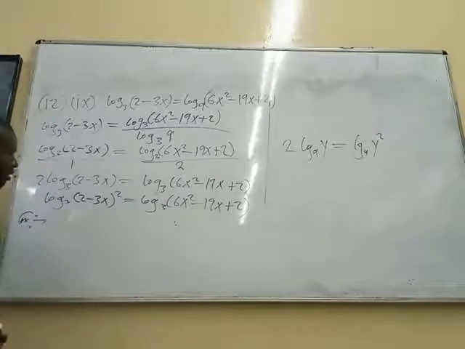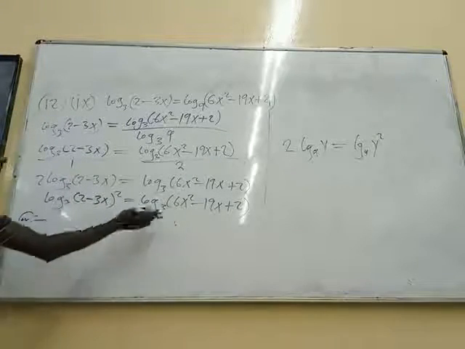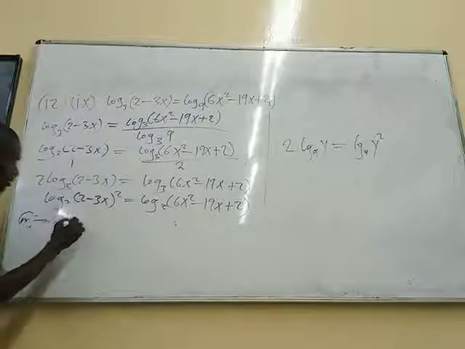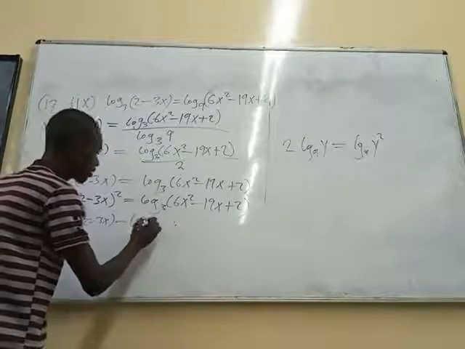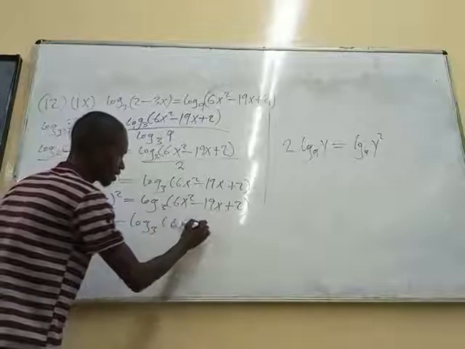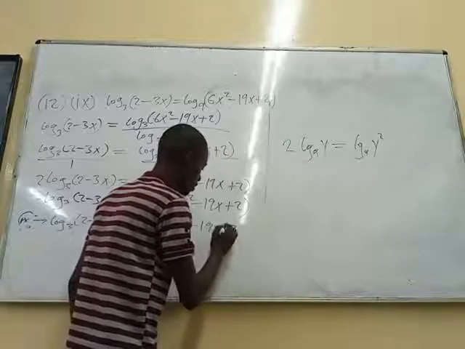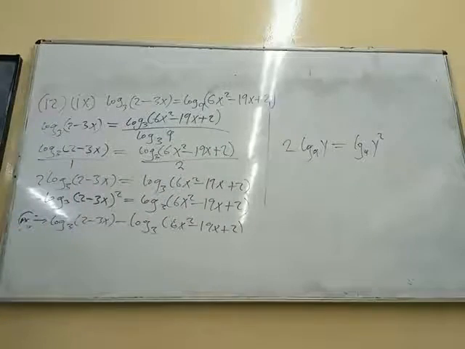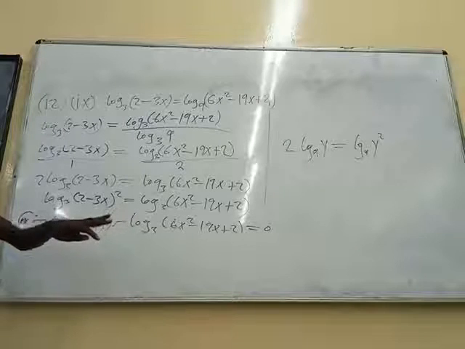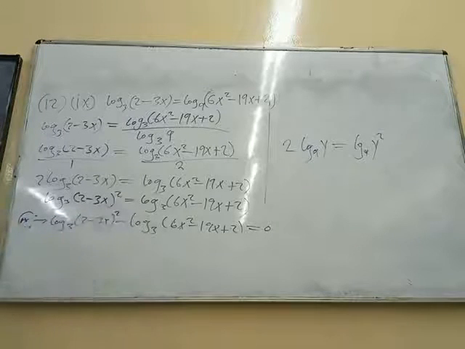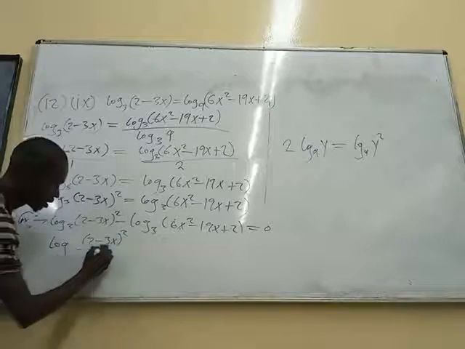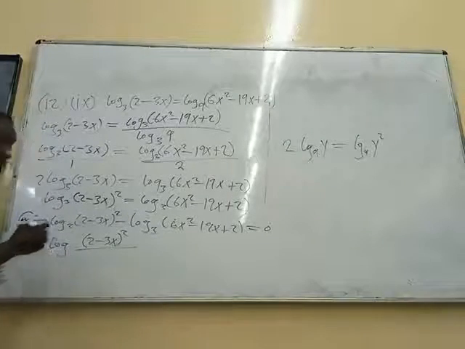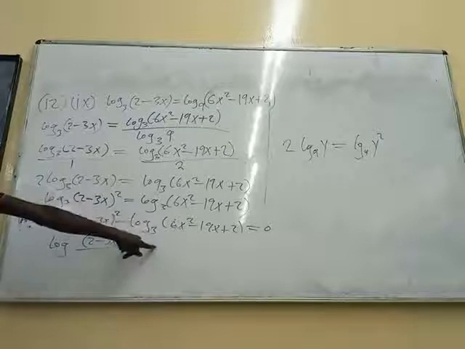So when you take this to the other side of the equal sign, we're going to have the log of 2 minus 3x, base 3, minus the log of 6x squared minus 19x plus 2. So this is equal to 0. What we can do from here, we know that when you're subtracting two logarithms, you simply divide the functions. So this is what we're going to have: the squared function, everything divided by this function. And this rule only works when the bases here are equal.